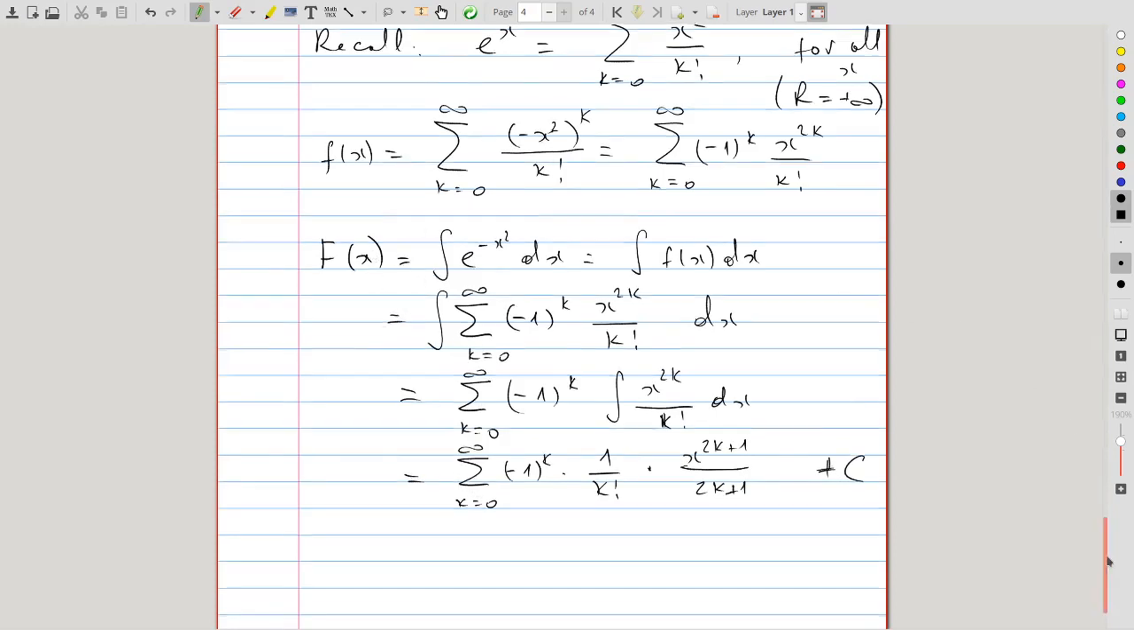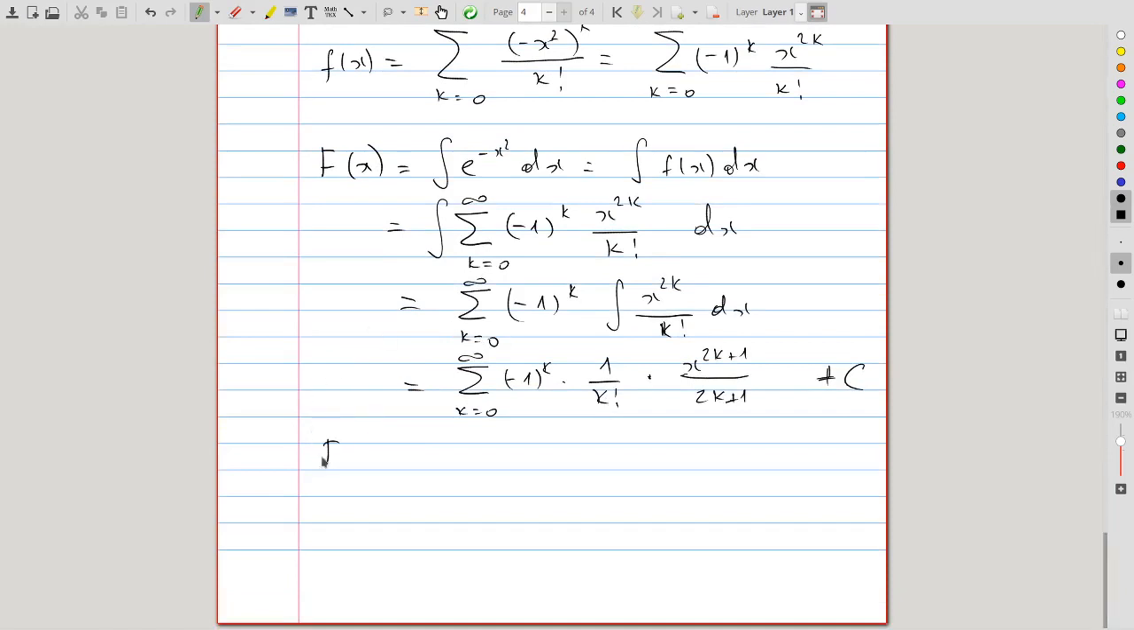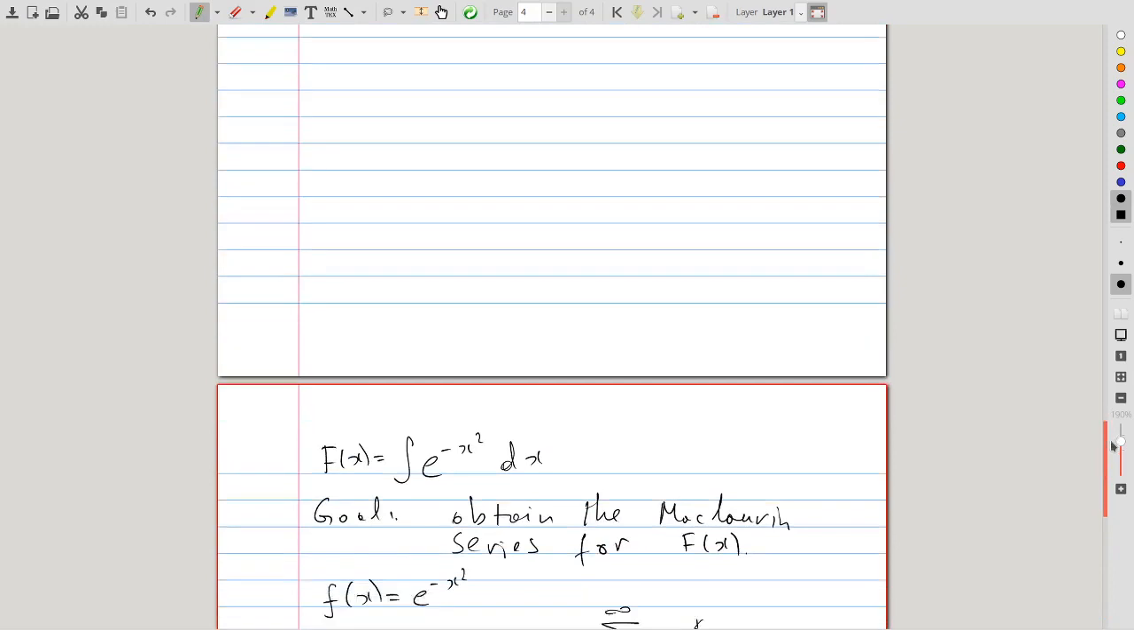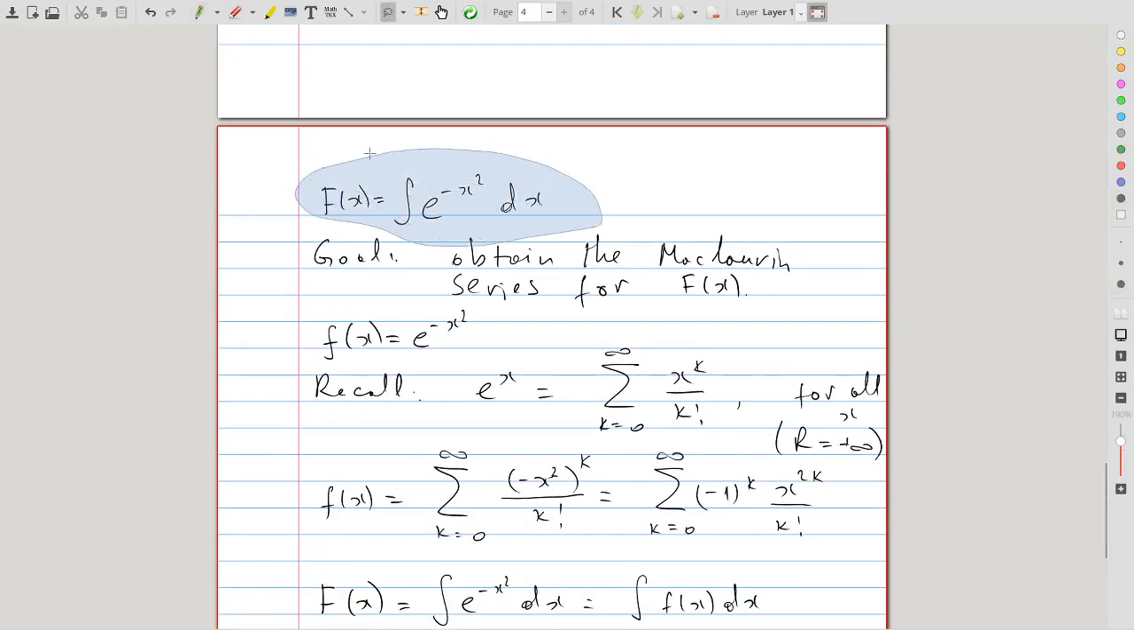And so the answer is that F of x, the integral of e to the minus x squared dx, is equal to the sum k from 0 to infinity, minus 1 to the k times x to the 2k plus 1 divided by 2k plus 1 times k factorial, plus a constant. And this is the answer. This is the antiderivative for the function that we started with. And so we have successfully expressed this antiderivative by a power series.